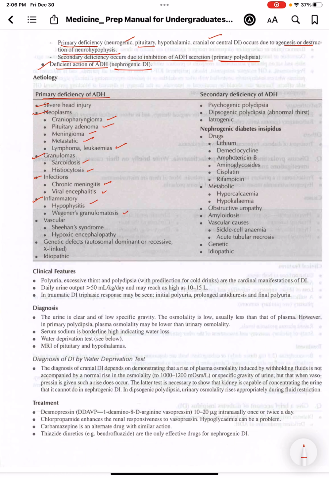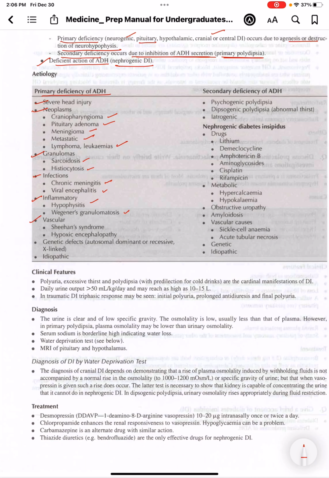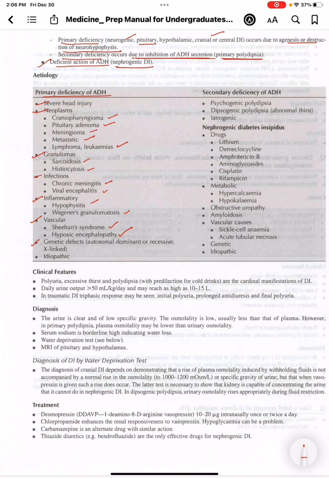Next is Wegener's granulomatosis. Next is vascular, as we can see in Sheehan syndrome, there is ischemia of the pituitary gland and there is hyposecretion of pituitary hormones. Next is hypoxic encephalopathy. Due to hypoxia, there can be encephalopathy which will lead to less ADH secretion. Genetic defects like autosomal dominant or recessive also have decreased ADH secretion, and it may be idiopathic.